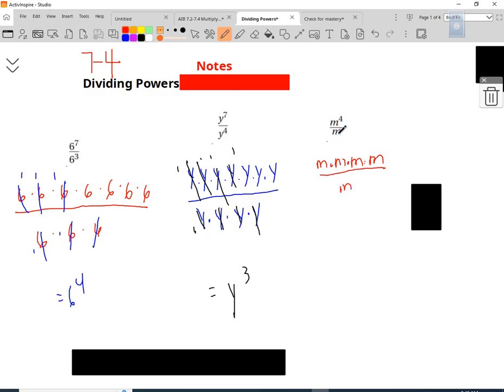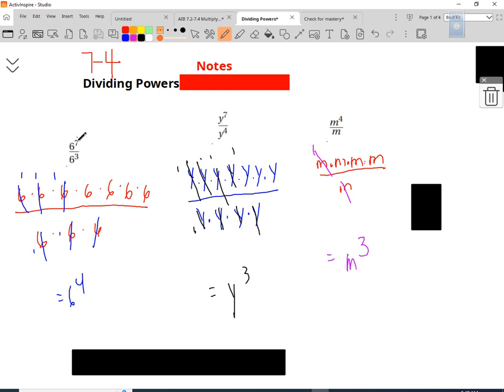What's the power on m if we don't see it? 1, right? All right, so now, simplify here. What does this expression simplify to? What's m to the fourth power divided by m equal? M to the third power, right? So let's look and see.